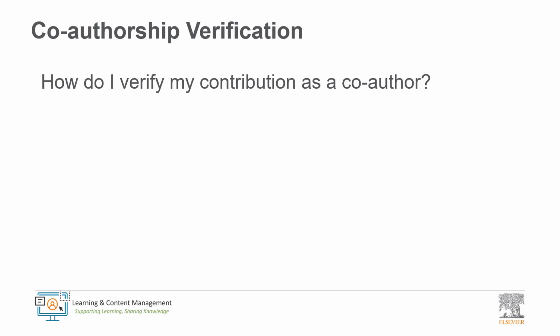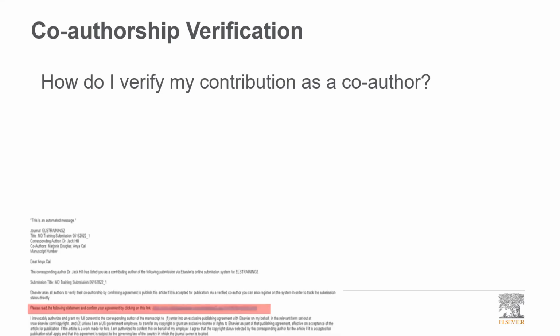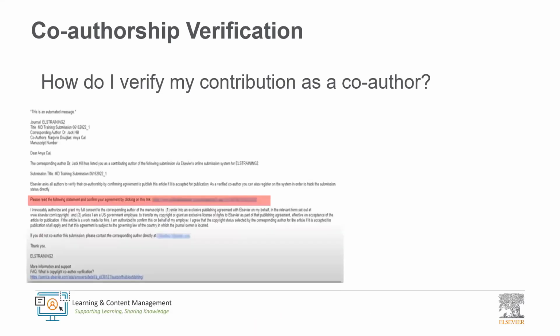So how do I verify my contribution as a co-author? A request to verify may be for a new submission or a revised submission. The journal will send co-authors an email notification, which includes deep links to verify the co-authorship, as you could see from here. Some journals will ask that you also register a login to confirm your co-authorship, which will also allow you to view the status of your submission.